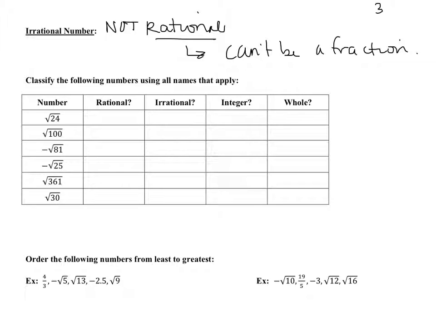Like 3, which is a whole number, can go over 1. Negative 2 can go over 1. Fractions are already fractions, and decimals, as long as they end or repeat, can be fractions. So irrational numbers are really decimals that never end and never repeat. They can't do either of them.